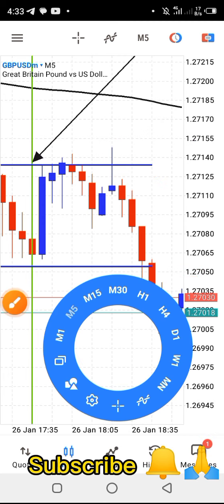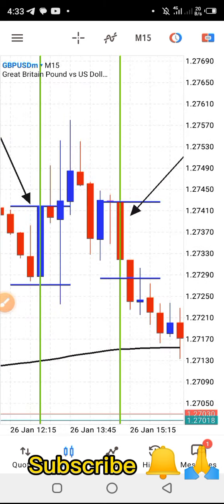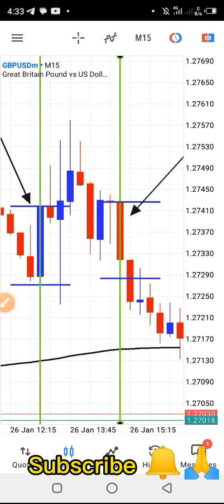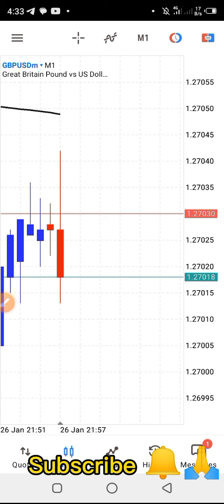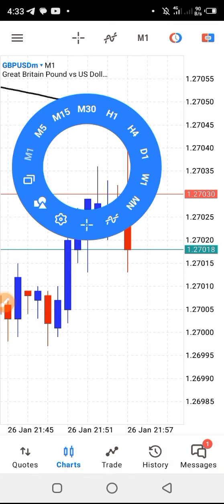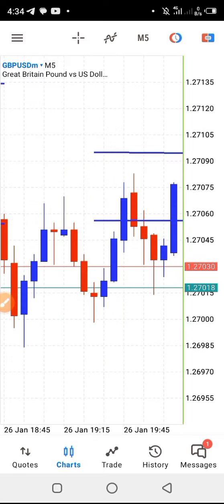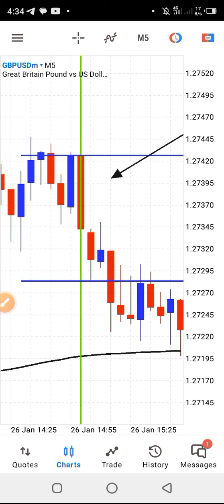Now let me look for one more example. Back to M15. Okay, so this is the candle we are dealing with right now. That big red candle. Fine. So that's the third example. Let's go to the 5 minutes time frame. Okay, so this is the 5 minutes time frame. I've done the first example, the second example has been done, and now the third example. So this is the third vertical line.